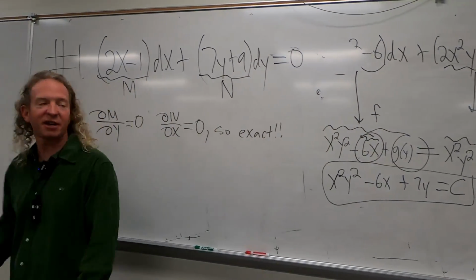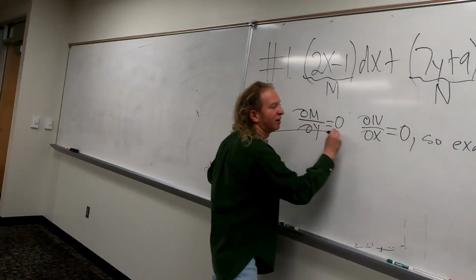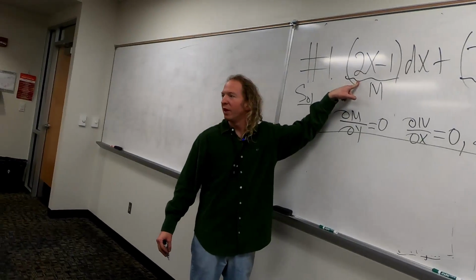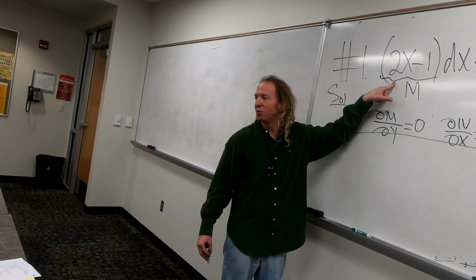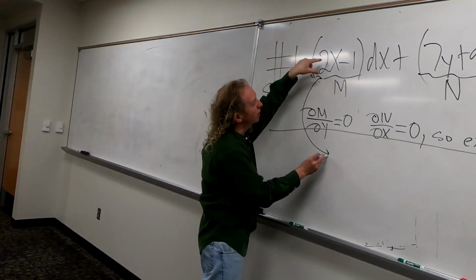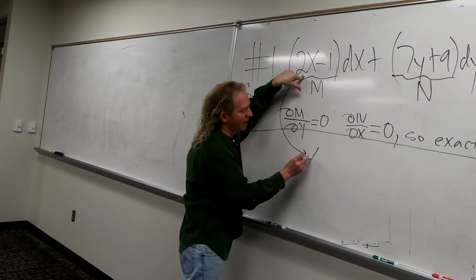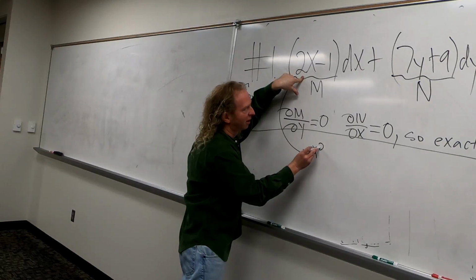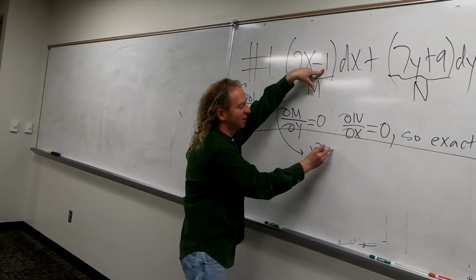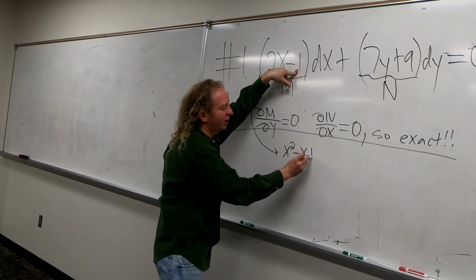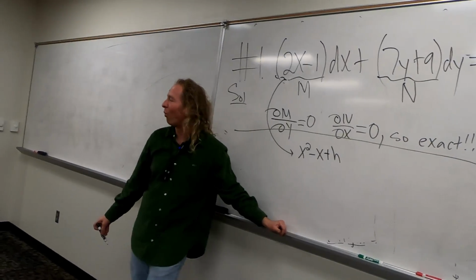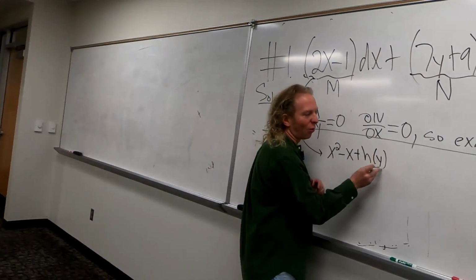All right, let's finish it. I think we can finish it here. Let's just finish the problem. So now we just take this one and we integrate with respect to x, right? So integrate this with respect to x. So we'll get 2x squared over 2. So it'll be x squared, because the 2's cancel, right? 2x squared over 2, x squared minus x plus h of what in this case? Y. H of y. Why did I call it h? I have no idea.